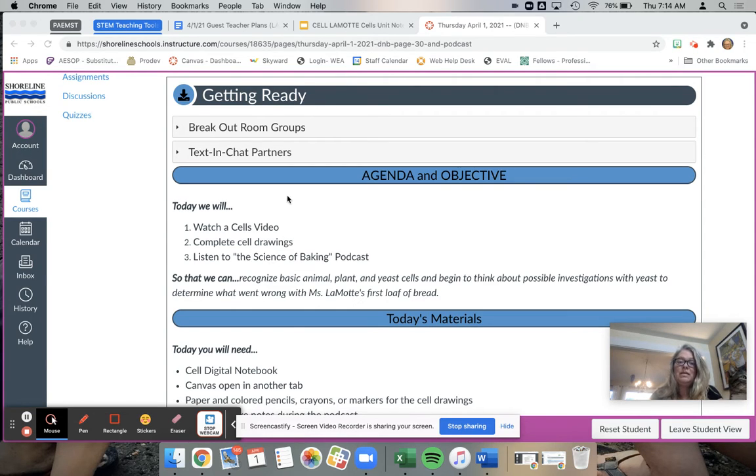We are doing these activities so that you can recognize basic animal, plant, and yeast cells and begin to think about possible investigations with yeast to determine what went wrong with the bread that I made.